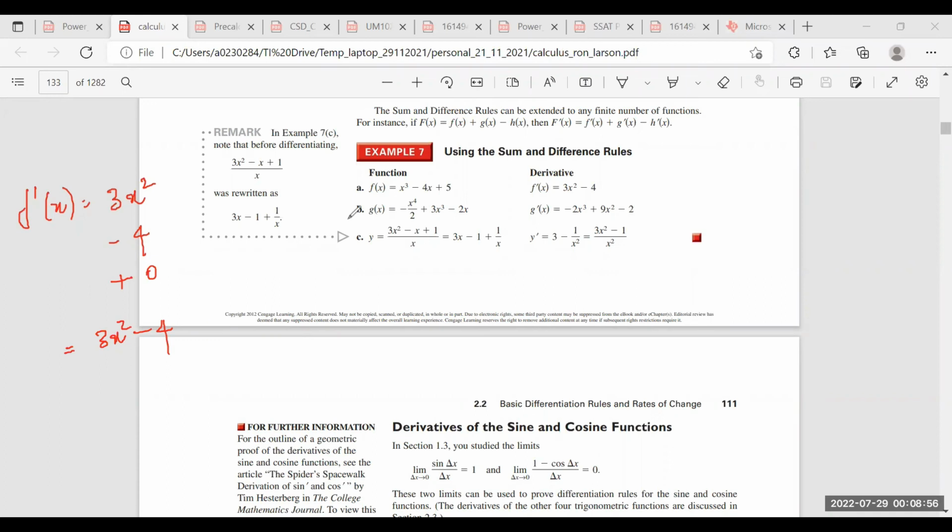Is it 3 or 2? Is it 2? No, so whenever you're given such a question, it is a good idea to just simplify the question first, then find the derivative. By simplify, I mean 3x square minus x plus 1 over x can be written as 3x minus 1 plus 1 over x, and then find the derivative. That makes your life a lot simpler.